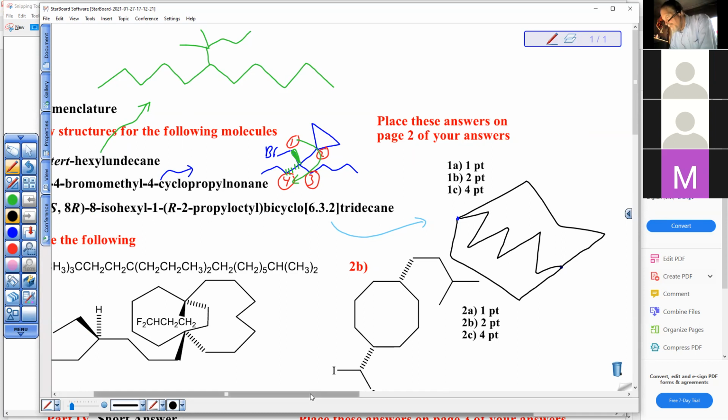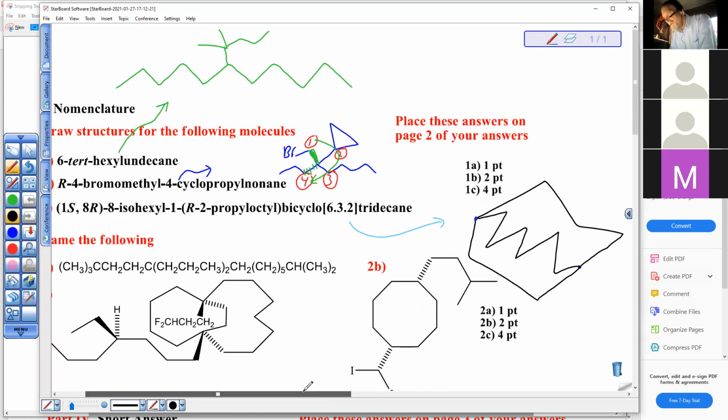Now we start putting stuff on it. On carbon 8, there's an isohexyl. So where's 8? Well, you got to pick one of the dots to be 1. Doesn't matter. And when you go to 2, it has to be in the biggest bridge first. So that has to be 2. And that takes you to 8 here. On 8, there's an isohexyl.